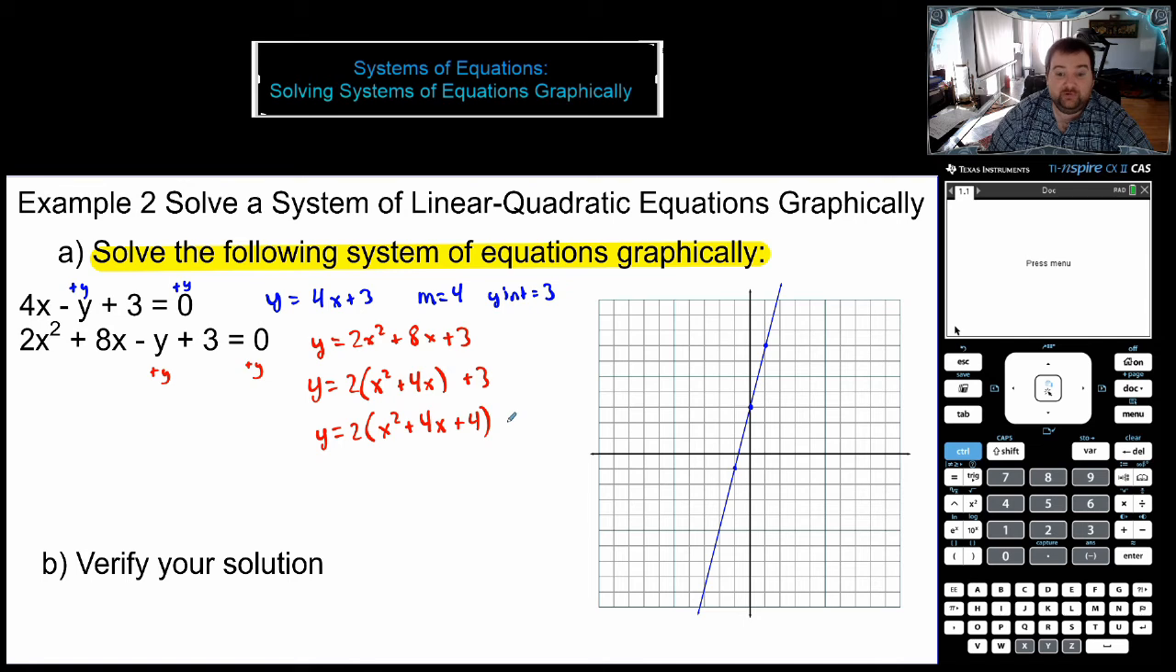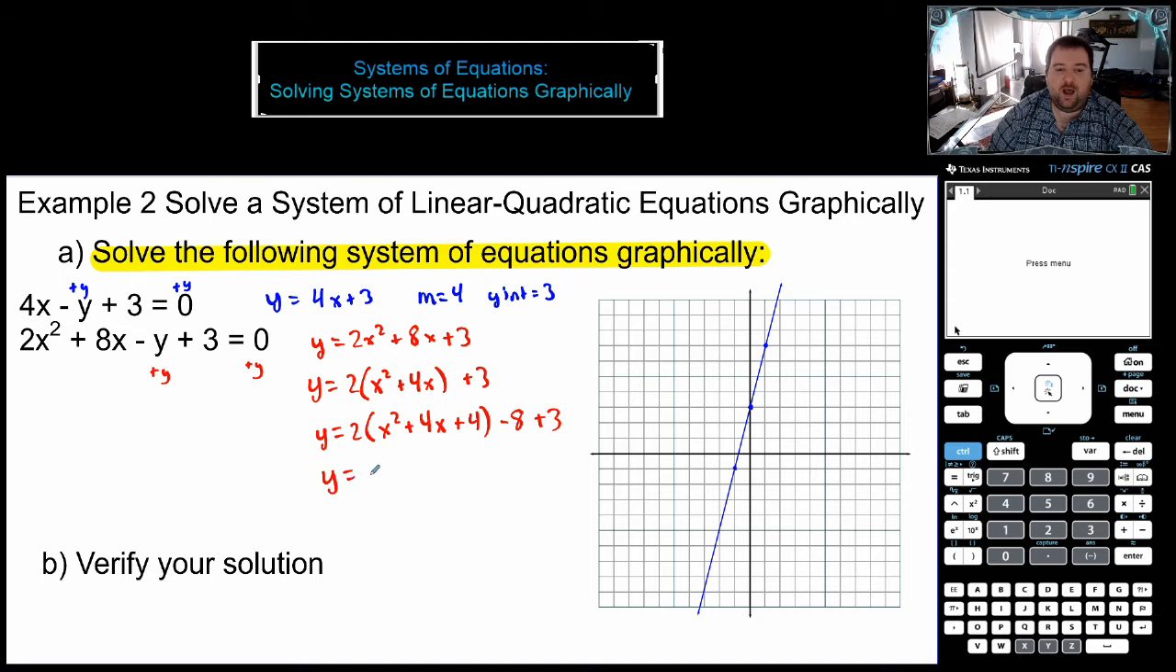And now outside, I'm going to subtract 4. But I have to remember that there was a 2 here. So that 2 is going to multiply by my -4, and so instead of -4, it's -8. And then, of course, there was the plus 3 there. If you need a refresher on completing the square, make sure you go back and watch the videos on that.